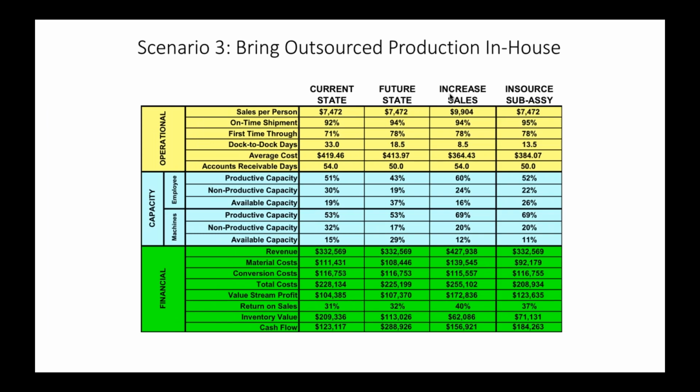The third alternative this company looked at was bringing outsourced products back in to the value stream. In this case, you can see they have plenty of capacity to do that. It goes from 37% to 26%. The material cost goes down from $108,000 down to $92,000, and again, we're making more money.